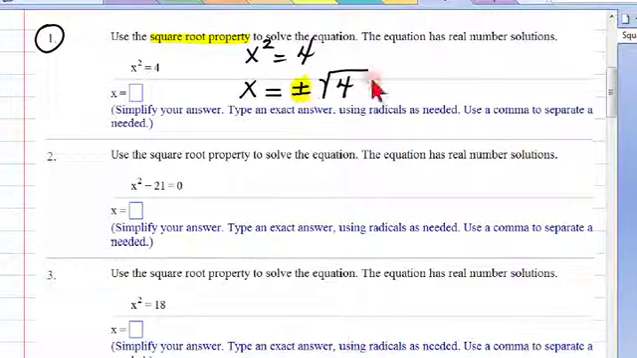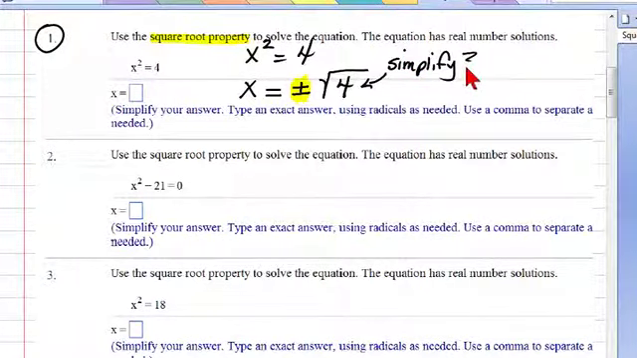Now, at this point, you need to always ask if you can simplify this radical. Can you simplify it? Well, do you know what the square root of 4 is? 2. So the answers are x is equal to plus or minus plain old rational 2.